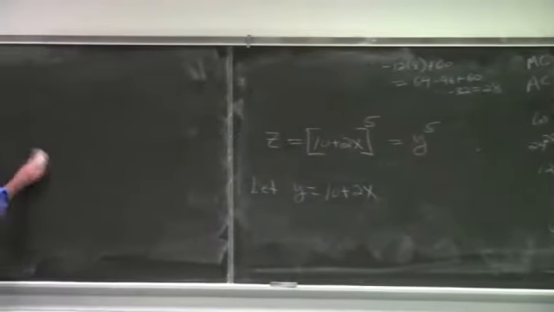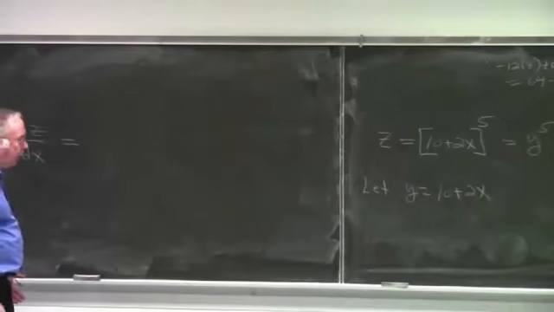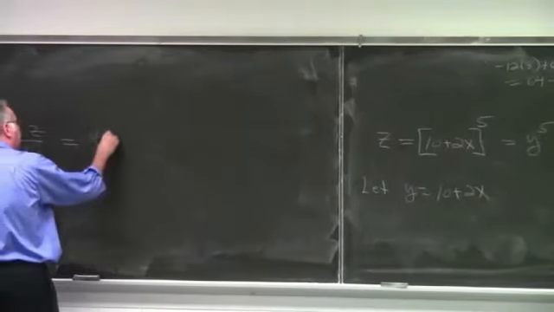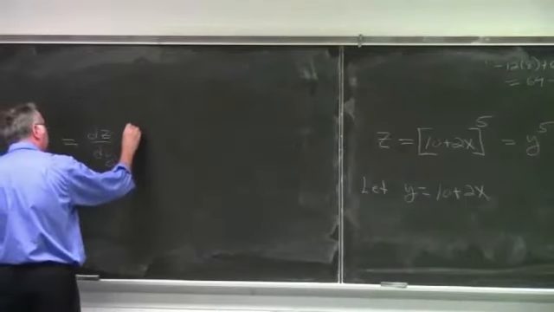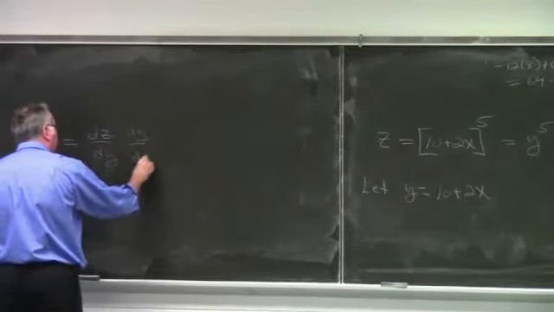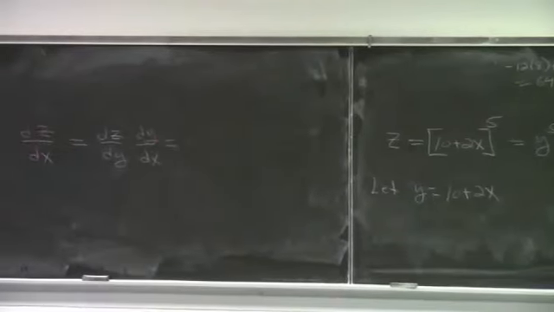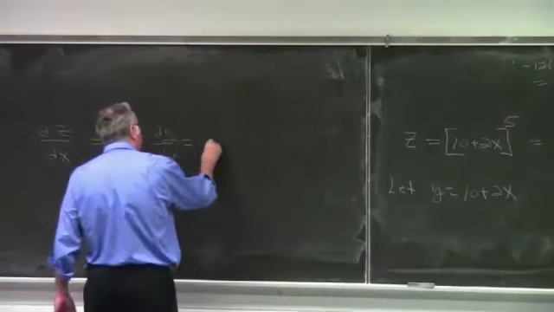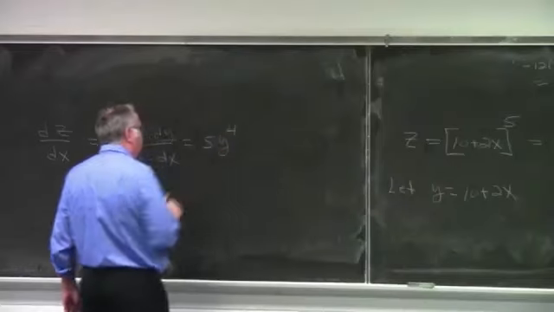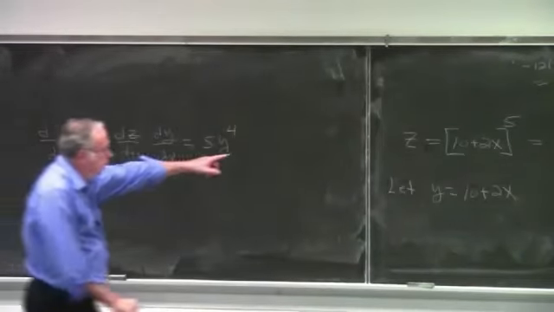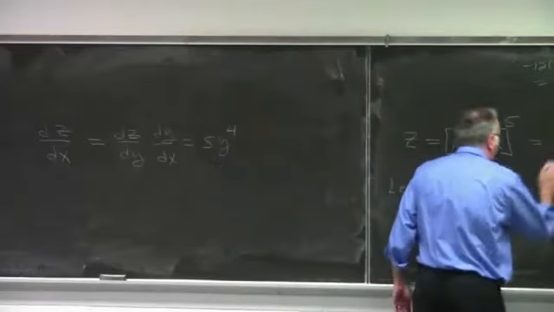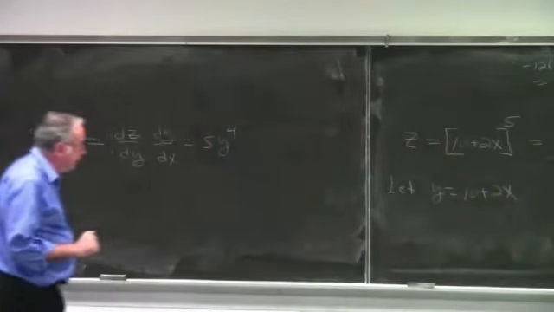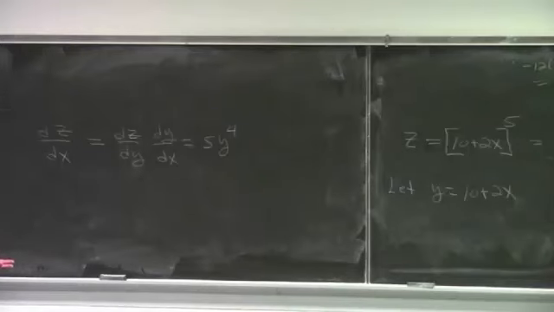dz dx is equal to dz dy. And what is dz dy? Let me write this again. dz dx is dz dy times dy dx. Now, what is dz dy? Anybody? Diana? It's just 5 times y to the 4th. Okay, that is dz dy. We just take this expression right here. What is dy dx? dy dx is just 2.